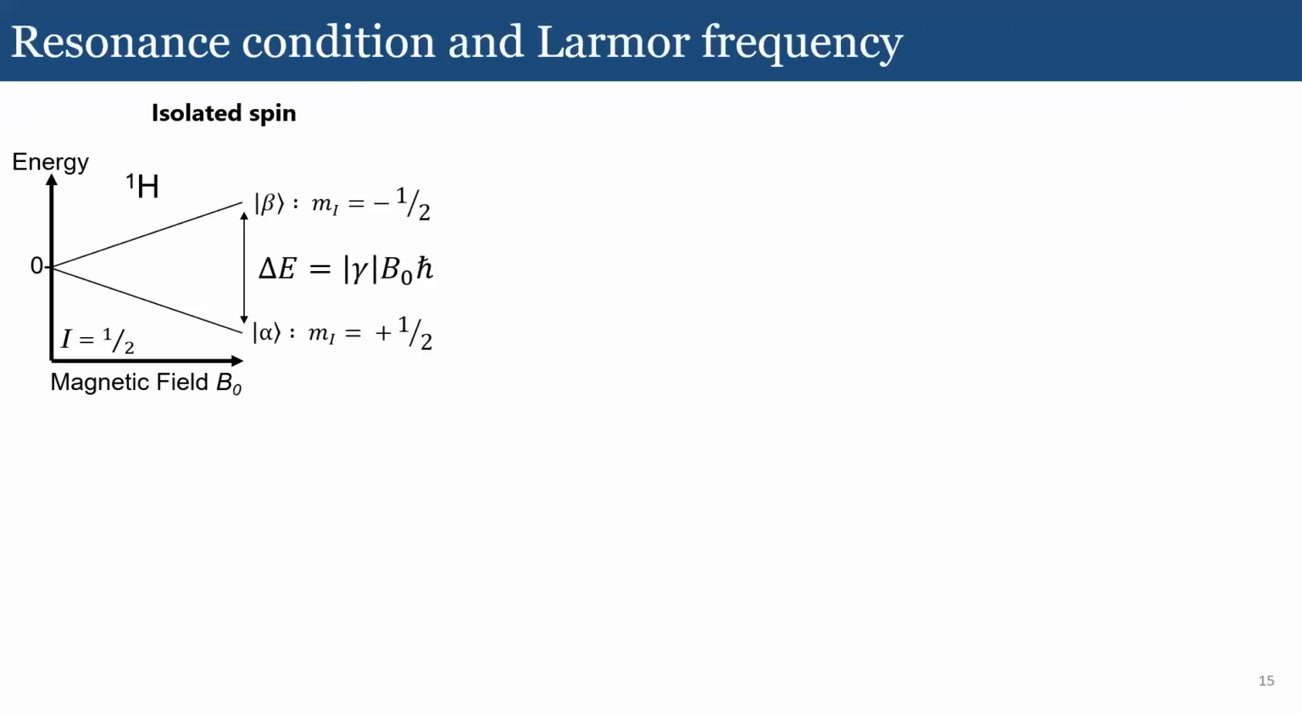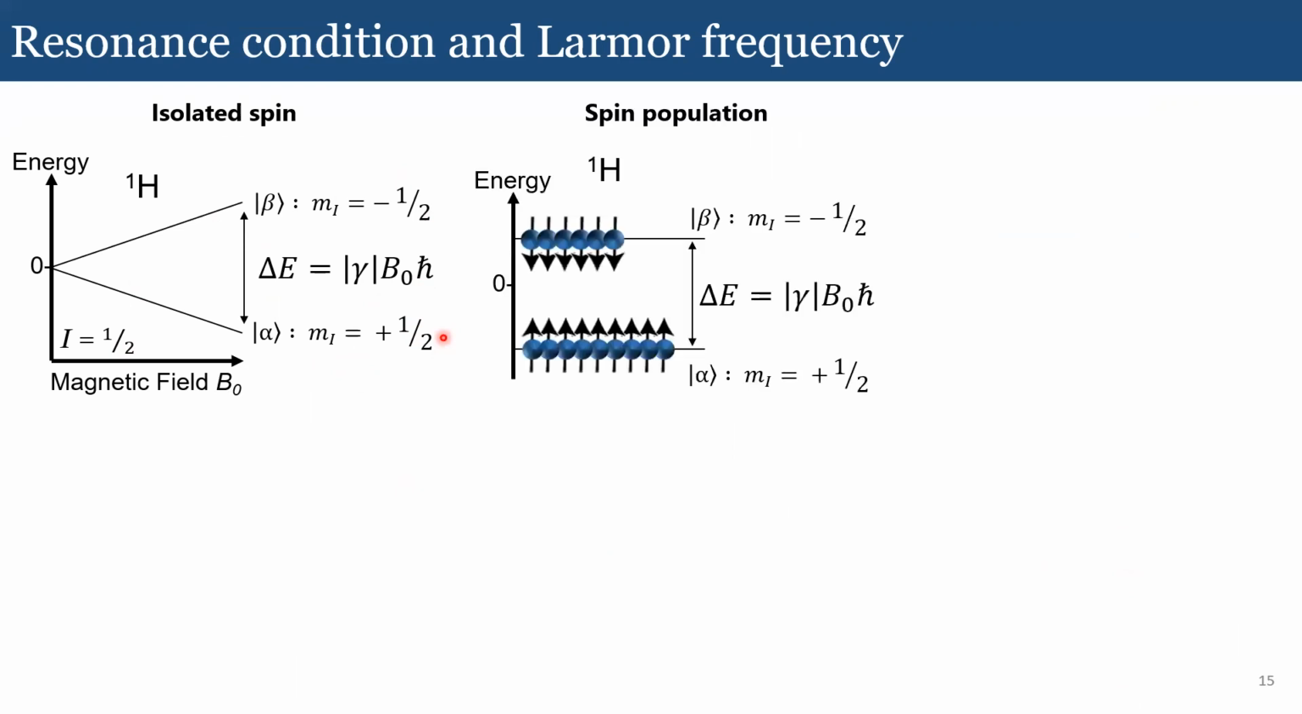Still, if we have an isolated spin like a proton, like I told you, you can be either in the alpha state or the beta state, and there is some slight difference between the two energy levels. So now, if you consider no longer an isolated spin but a spin population, that means that you're going to have some statistics playing with you, and you're going to have a slight difference of population, because the alpha state is slightly favored over the beta state.